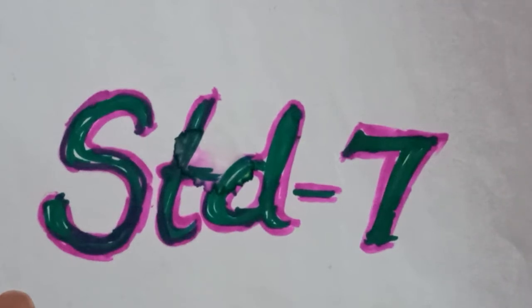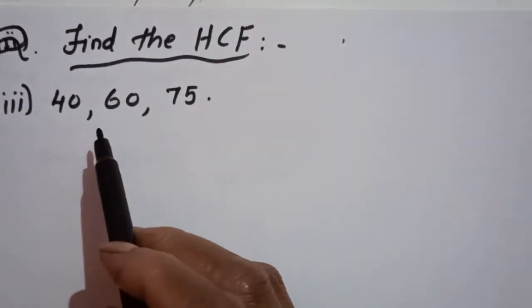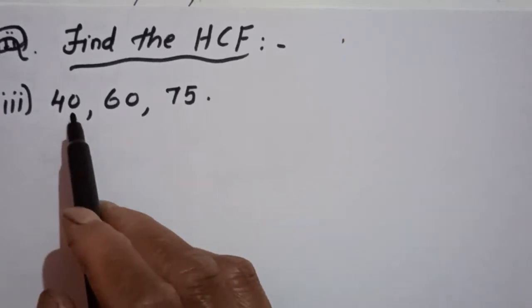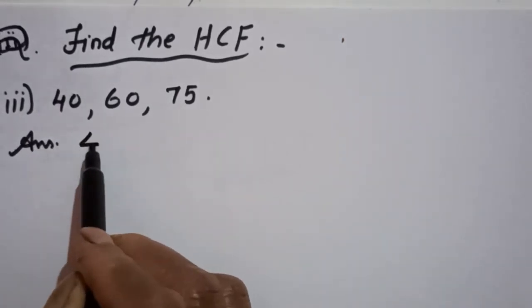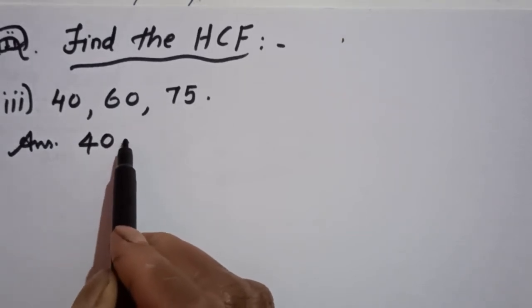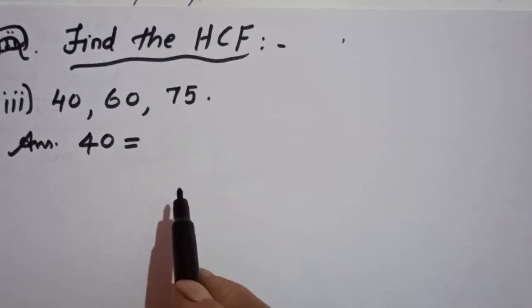Standard 7 Maths. My dear children, in this video we are going to continue the practice set of HCF. Find the HCF by prime factor method: 40, 60 and 75. First we will find out the prime factors of 40, and then 60 and then 75.